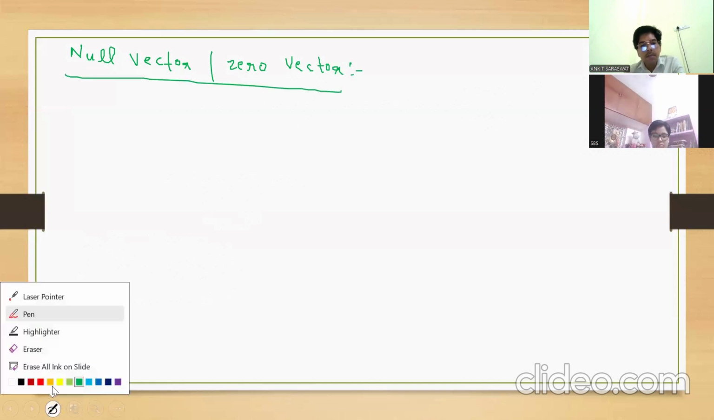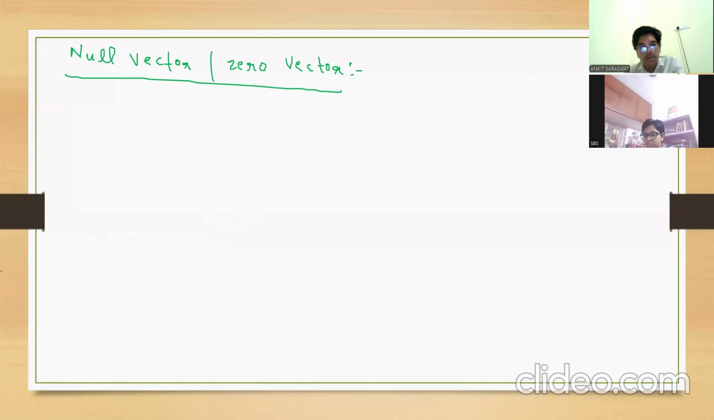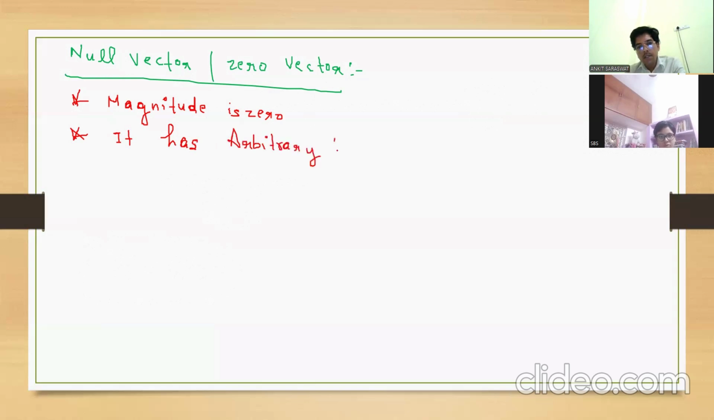Under this, write down: null simply means its magnitude is zero. Clear? And it has arbitrary direction. Arbitrary means any direction. Is it clear? Yes, sir.